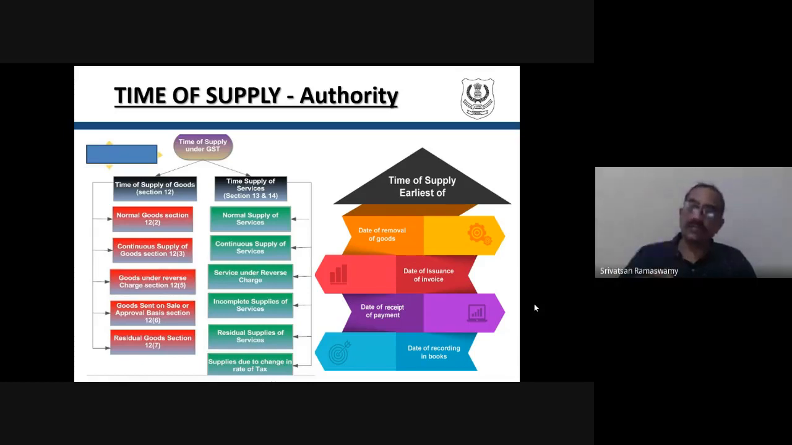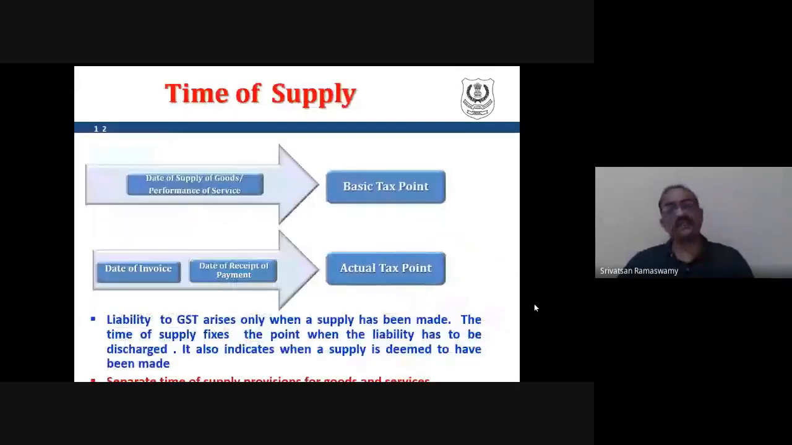So at that particular point, the liability is created, and one will have to discharge the GST upon creation of that liability, even if it is prior to the actual supply. So this slide probably will make you understand it very clear.